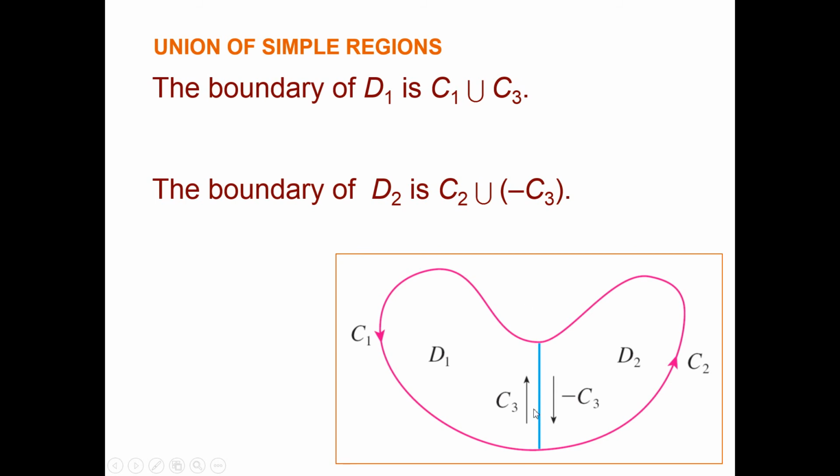This is the way we can join them. The boundary of D1 is C1 union C3, so this is a positively oriented closed curve. Now the boundary of D2 is C2 union minus C3, because we have to make it positively oriented, that is, anticlockwise. If this orientation is C3, then this is minus C3. So the boundary of D2 is C2 union minus C3.